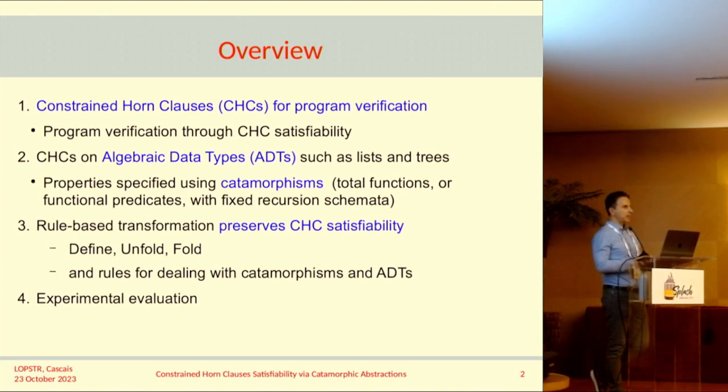And then I will show you our transformation that is based on transformation rules and is guaranteed to terminate and preserve the satisfiability of the clauses, and is based on the adaptation of the usual rules for defining, unfolding, and some other rules that are specifically conceived for dealing with catamorphisms and algebraic data types. And then I will show you the results of the experimental evaluation.